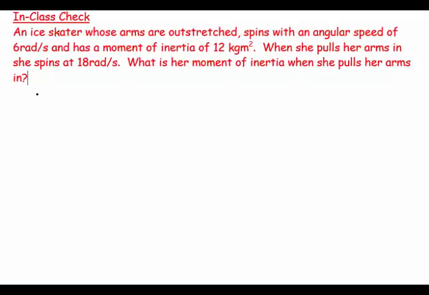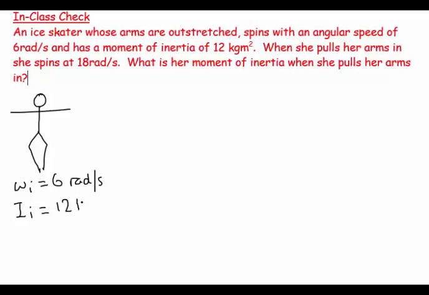So let's visualize. Here we have the ice skater spinning with her arms outstretched. And what do we know at this point? We know that omega initial is equal to 6 radians per second. And we know that the moment of inertia at this initial stage is equal to 12 kilogram meter squared.